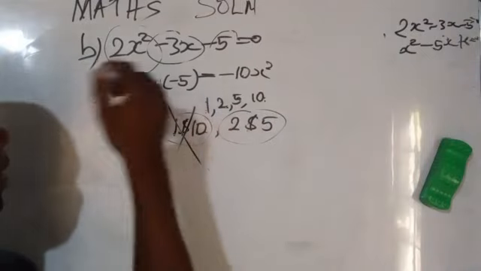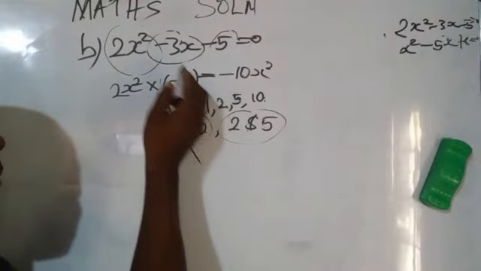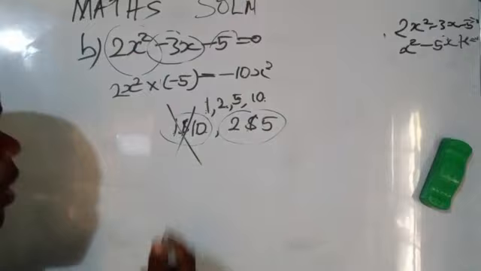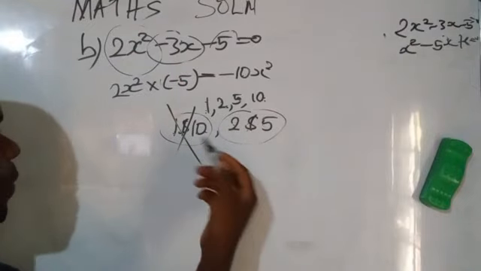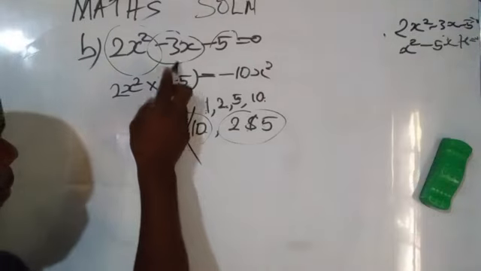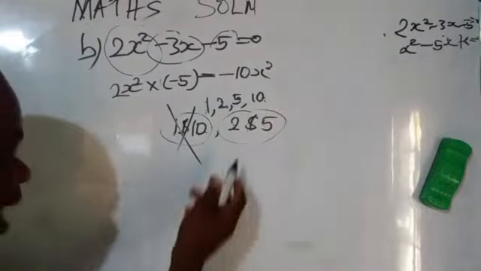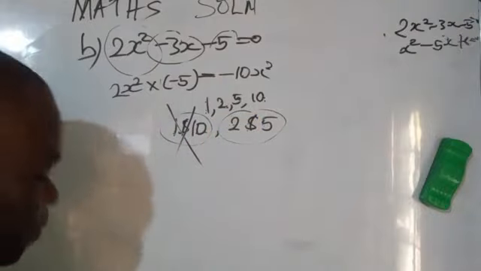Good. Now let's assess it. 2 plus 5 is 7, but what we have here is minus 3, so you cannot use plus. Okay? And if you say 2 minus 5, it is going to give you minus 3. What we have here is minus 3. Guys, I hope you understood me. So that's the correct one to use. So which means we are going to be using 2 and minus 5.